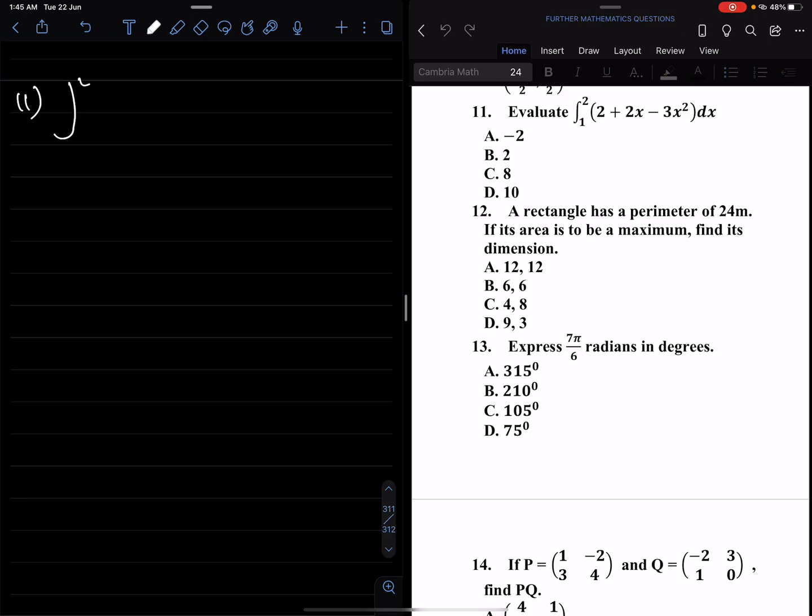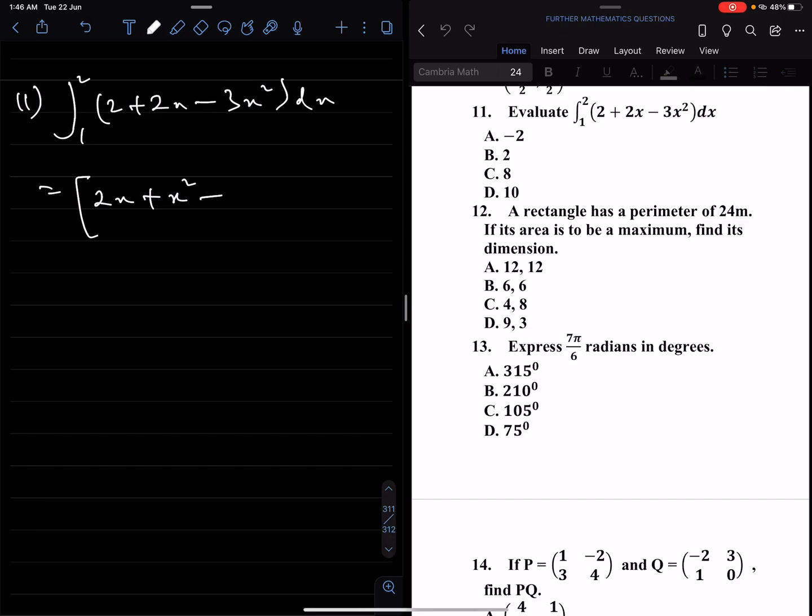Evaluate the integral with limits 2 and 1 of 2 plus 2x minus 3x squared with respect to x. That simply means the integral of 2 is 2x, plus the integral of 2x is 2x squared over 2, which is x squared, minus the integral of 3x squared, which is 3x cubed over 3, which is x cubed. And we put the limits 2, 1.